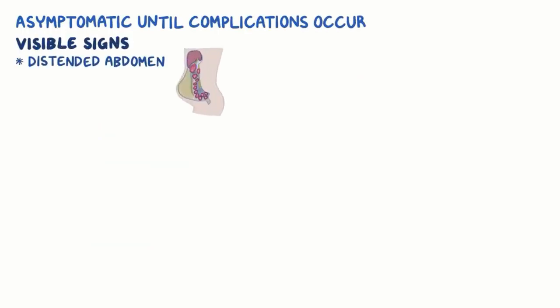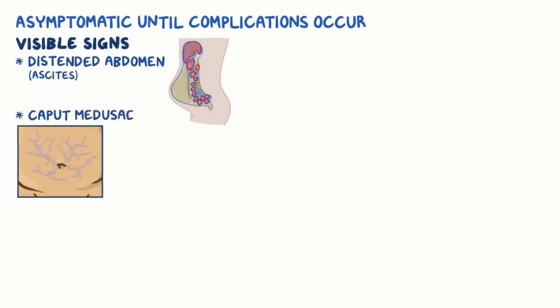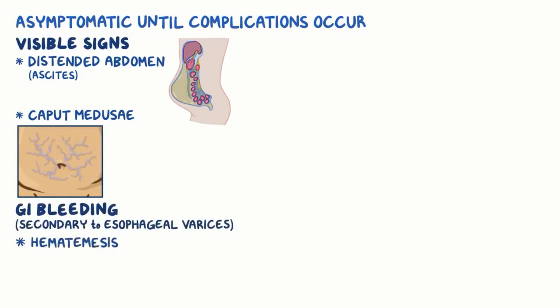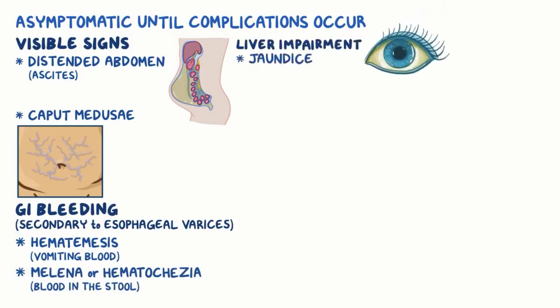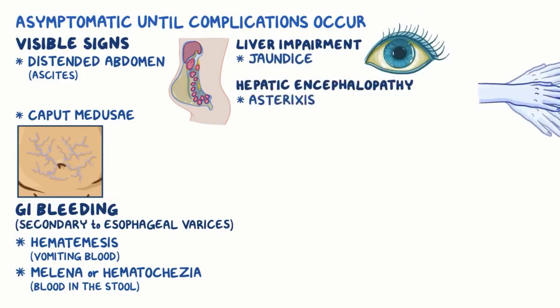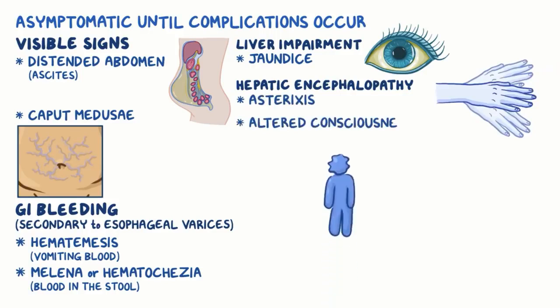Portal hypertension may be asymptomatic until complications occur. Visible signs include a distended abdomen with ascites and caput medusa, or visibly engorged superficial abdominal veins. GI bleeding secondary to esophageal varices can present with hematemesis, or vomiting blood, or melena, or hematochezia when there's blood in the stool. With liver impairment, jaundice may occur. And finally, with hepatic encephalopathy, there may be asterixis, which means hand tremor when the wrist is extended, altered consciousness, lethargy, seizure, or coma.